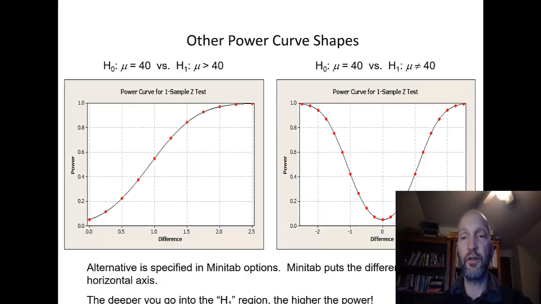What if you have a two-tailed alternative hypothesis? Then when the difference is 0, that's going to be the lowest probability. In fact, that's going to be alpha. And the further you go in either direction, the higher the power of the test.